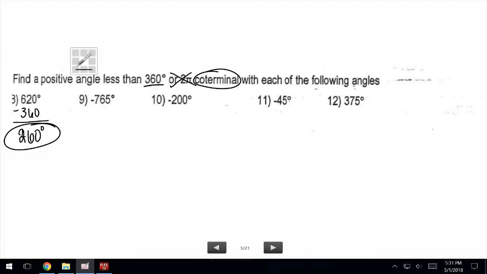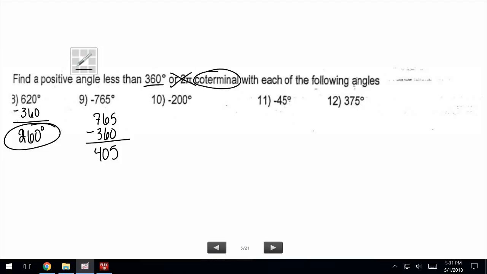Alright, and then let's look at the next one. Let's see, we have negative 765. Don't worry about the negative. Remember, the negative just means you went down and around. So we're going to take 765 and subtract it from 360. Take your calculator, subtract those two and see what you get. You should get 405.